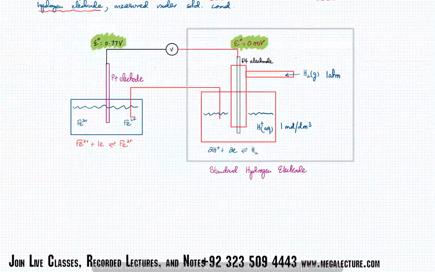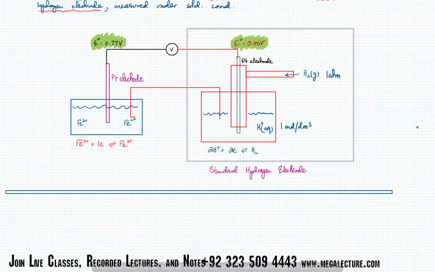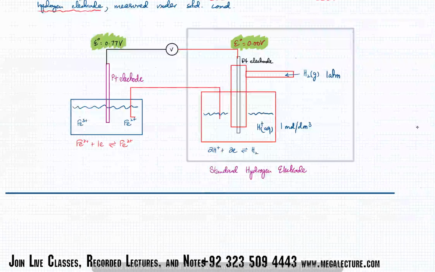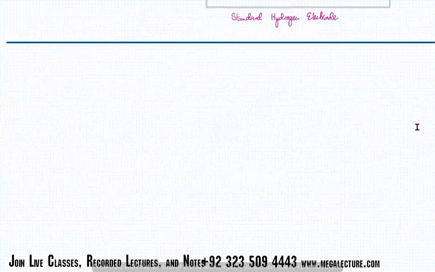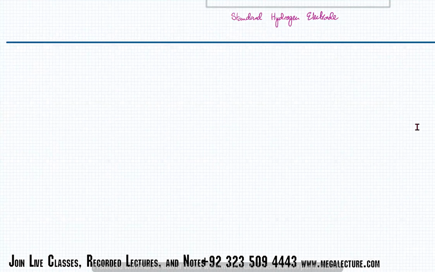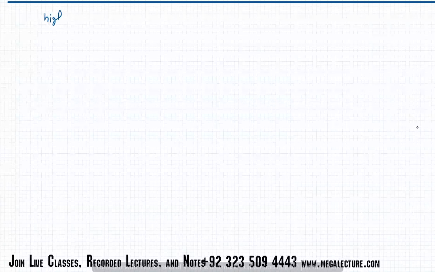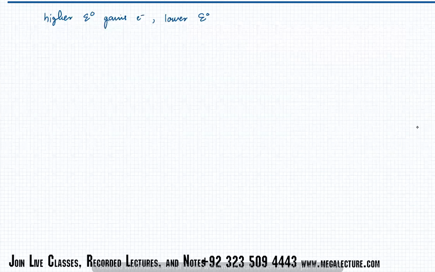So that's all about drawings. Now the next thing is you don't really need to actually do the drawing. If you want to solve something, you don't need the drawing. All you need to know is that the higher potential gains electrons, or gets reduced, while the other one, the lower E naught, loses electrons. So that's pretty much the whole concept.